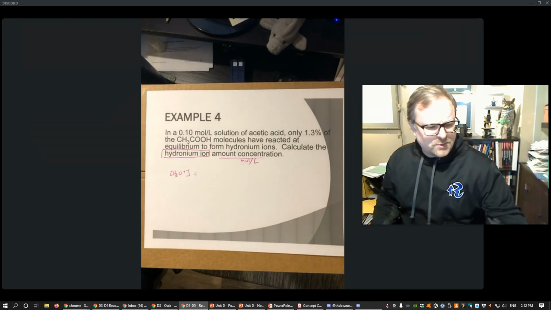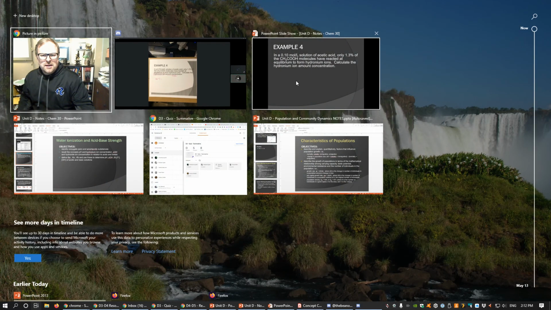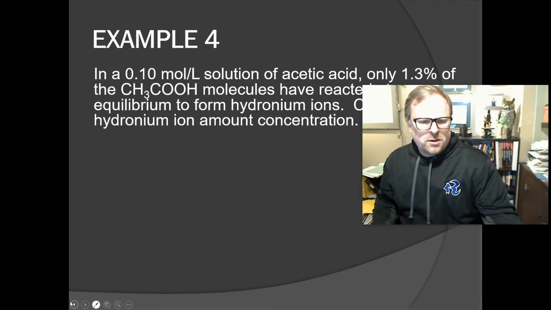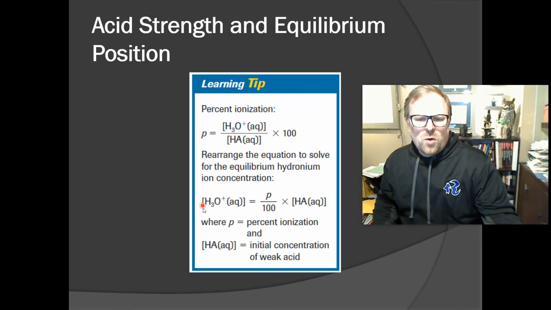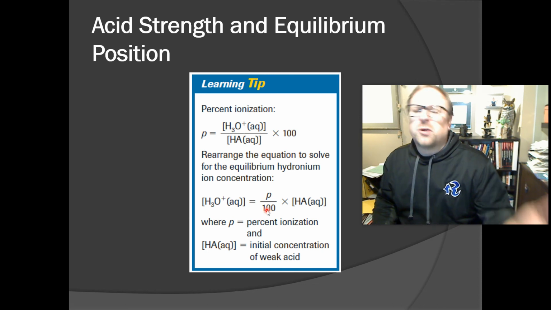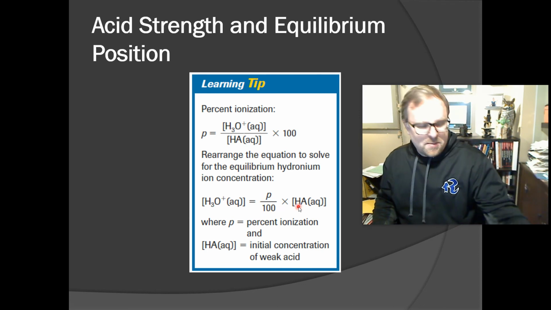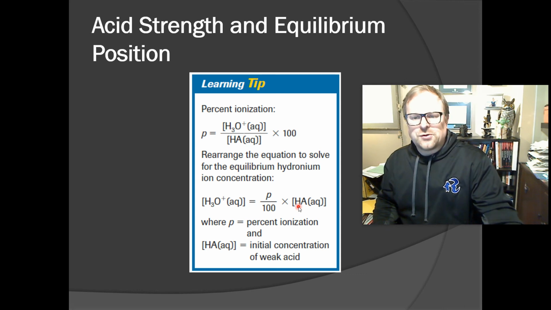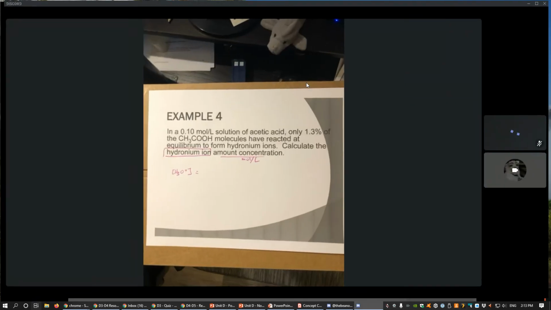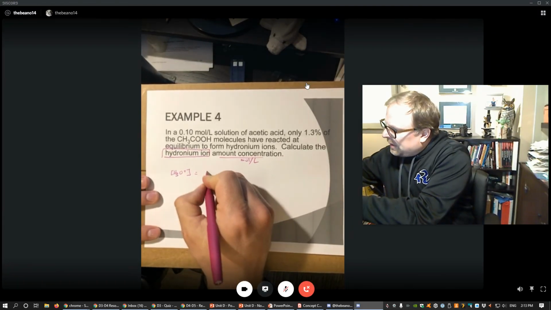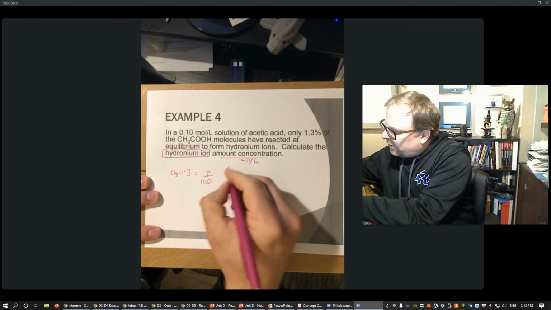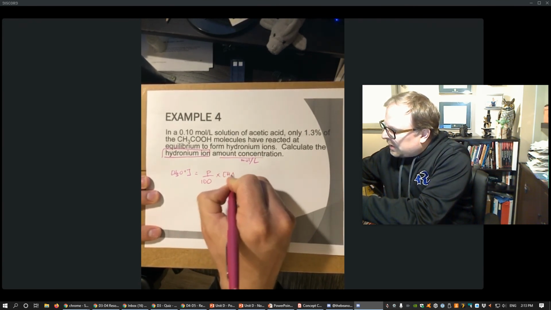Let's just bounce back to that so you guys can see it again. Okay, so we're going to go back here, and we want the concentration of hydronium ions, so we're going to use this formula here, which is our percent ionization divided by 100 to turn it back to a decimal, and then multiply it by our weak acid concentration, whatever that is. So it is going to be B over 100 times the concentration of our weak acid.